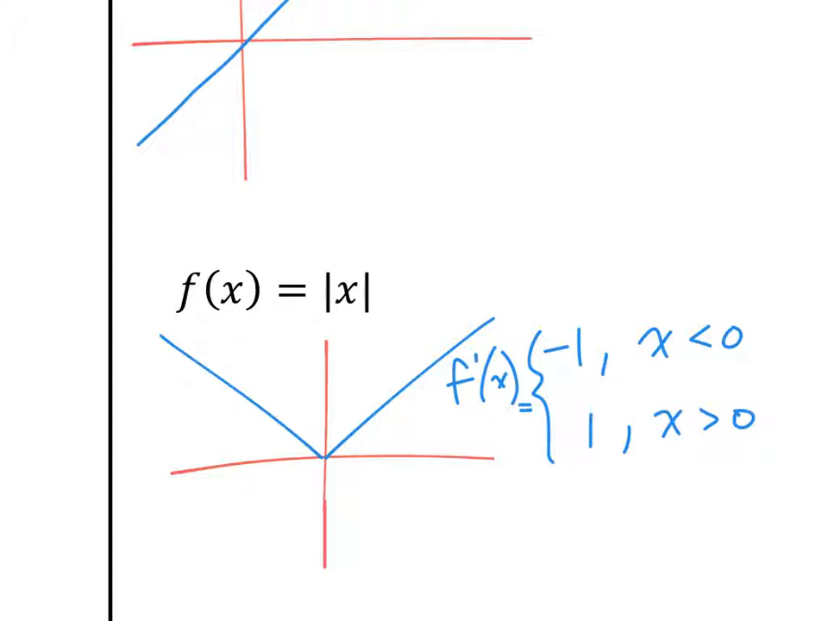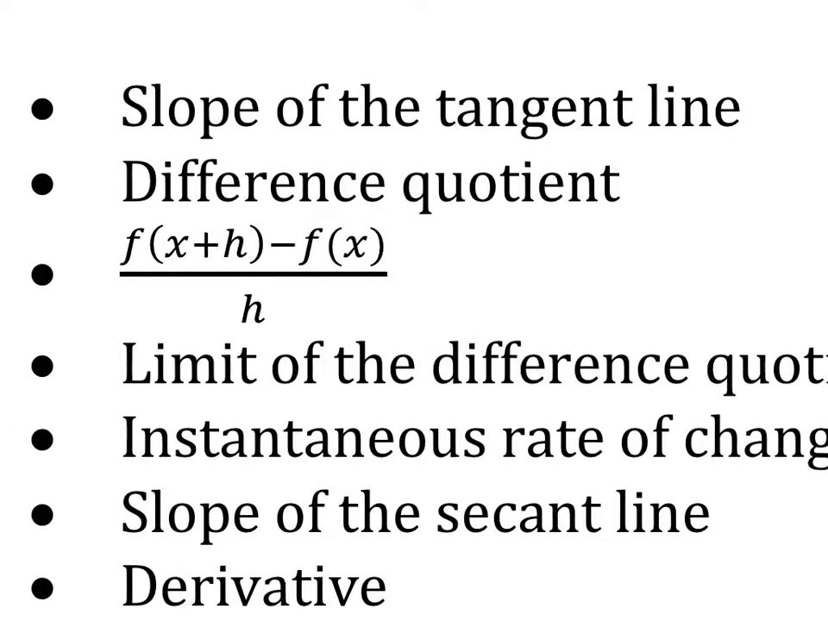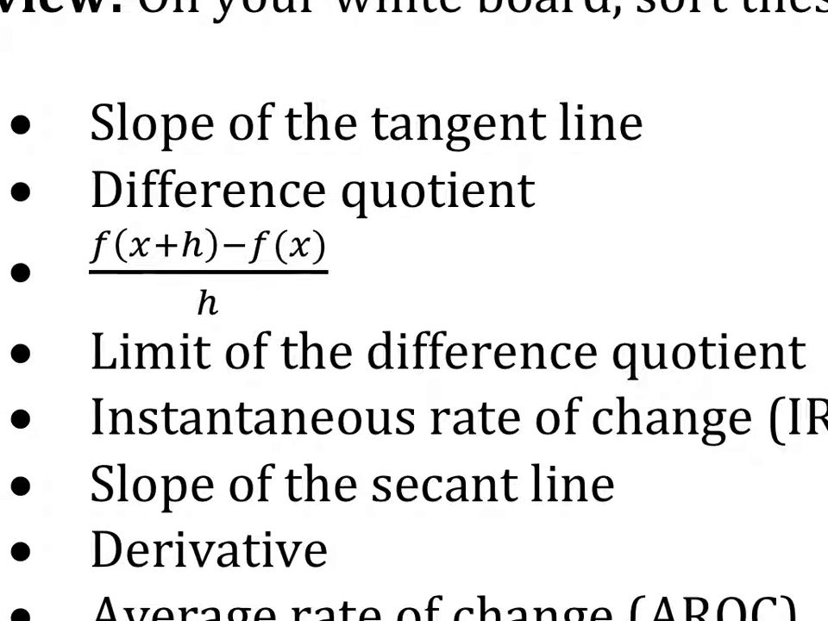So we're going to go into differentiability, but before then, I am going to check how much you remember about IROC versus AROC. Okay, so I'm going to just go down vocab by vocab. You guys can tell me all together if it's IROC or AROC. First one, slope of the tangent line. IROC. Tangent means at only one point, so that is instantaneous.